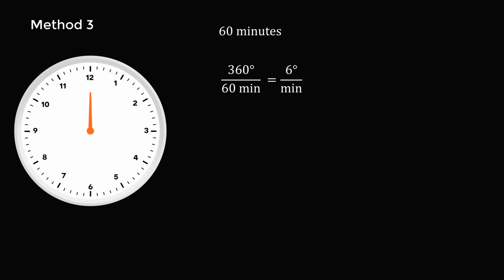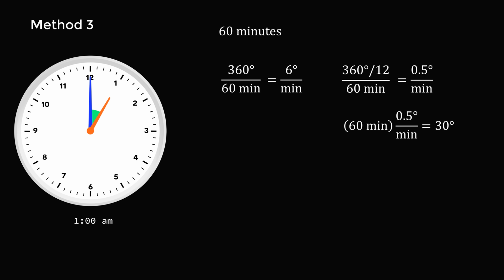What about the hour hand? Well, the hour hand has to go 12 hours to make a complete 360 rotation. So the hour hand goes 1/12th of that in 60 minutes. So 360 divided by 12 divided by 60 minutes is equal to 0.5 degrees per minute. But now the hour hand has a slight head start. It has already gone 60 minutes ahead. So 60 minutes multiplied by 0.5 degrees per minute is equal to 30 degrees.